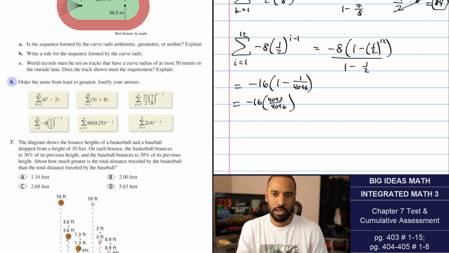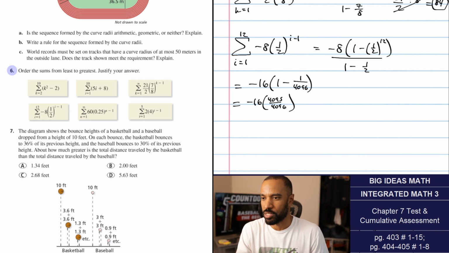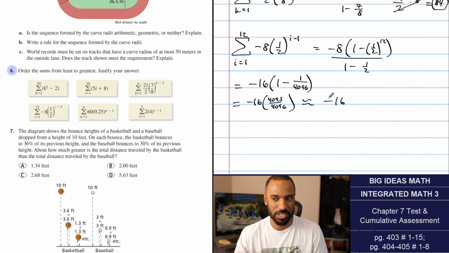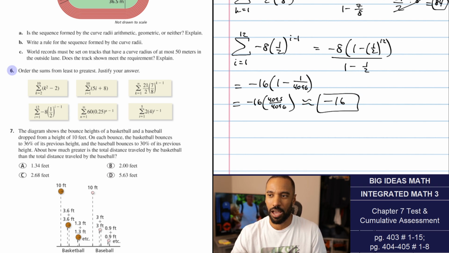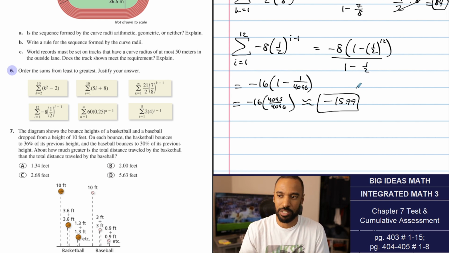Okay, so that should be negative 16 times 4,095 over 4,096, which is negative 15.99609375. I'm just going to round that to around negative 16. I mean, look, clearly it's right around negative 16. Okay, it's not exactly negative 16. Maybe that's what it converges to. So I'm just going to write negative 15.99 just so I'm not stating it's actually negative 16. But it's still the smallest value.